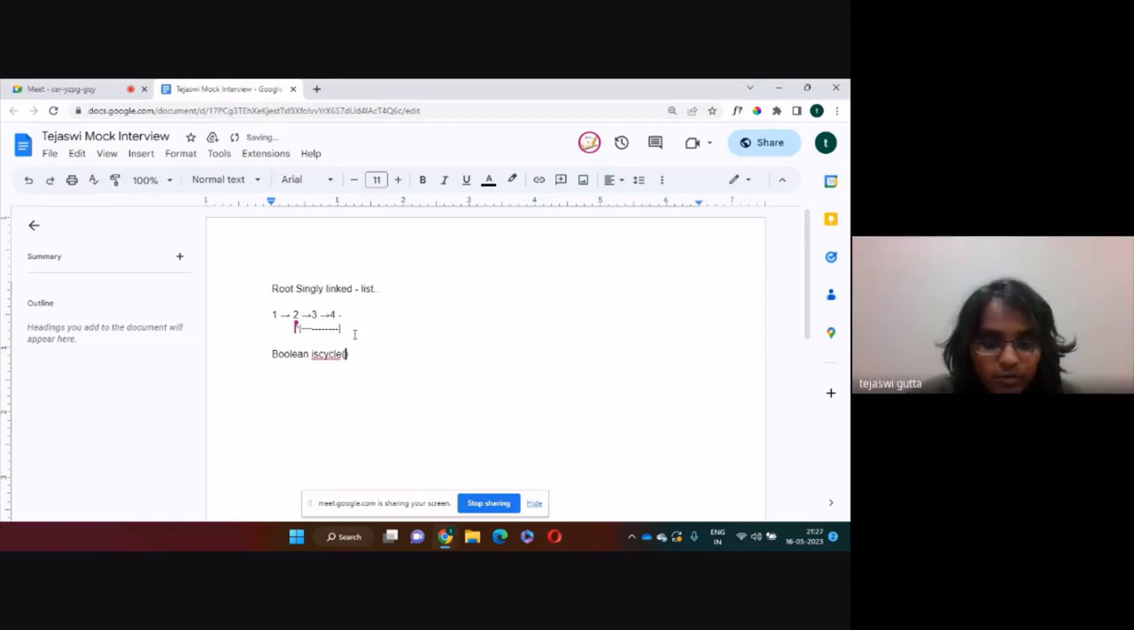isCycle, and then I'll be given a root node. So coming to the base case, if my root is already equal to null, I would return false saying that there is no cycle in the linked list, obviously. And if not, I would maintain two pointers. One is slow, and then the other one would be fast. Both would be pointing to the same point initially.